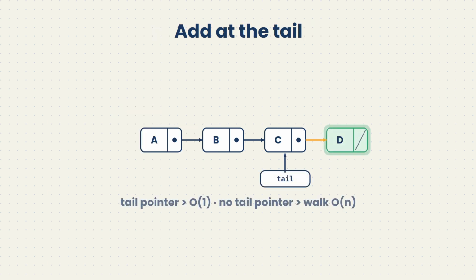Adding to the end depends on what the list remembers. If it keeps a tail pointer, it jumps straight to the last node, links it to the new node, and updates the tail, constant time, O(1). But if it only knows the head, it must first walk all the way to the end to find the last node, which is O(n). This is why many real linked lists keep a tail pointer.